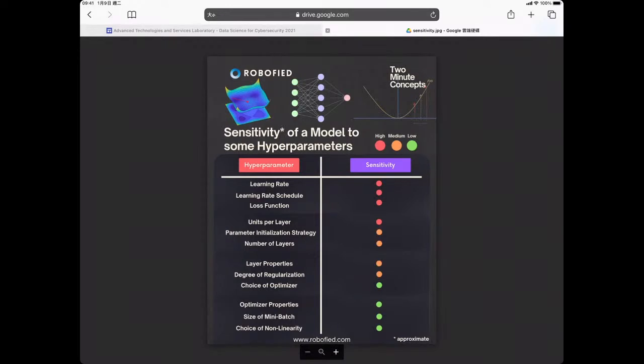Okay, the next is units per layer, which means how many neurons you choose to use in each layer, and the third one is number of layers. They are not as sensitive as the hyperparameters of learning rate and loss function, because they help you to find the lowest loss function value. Most of them are related to network structure: how many layers you want to use, how many neurons you want to use in a layer.